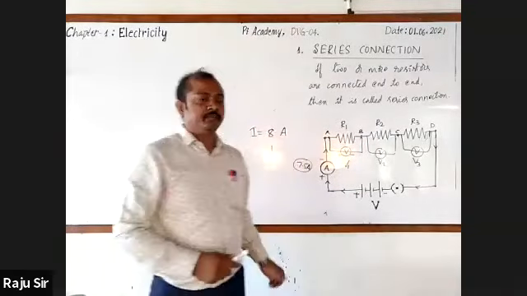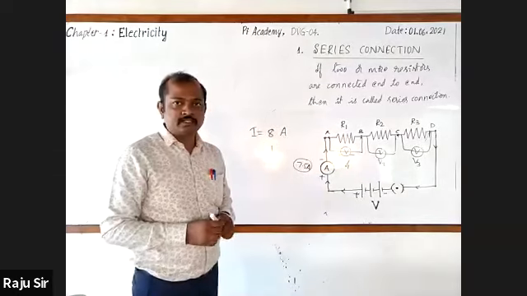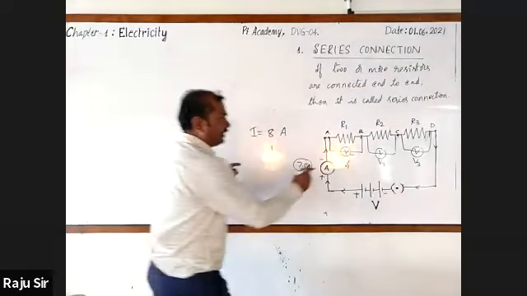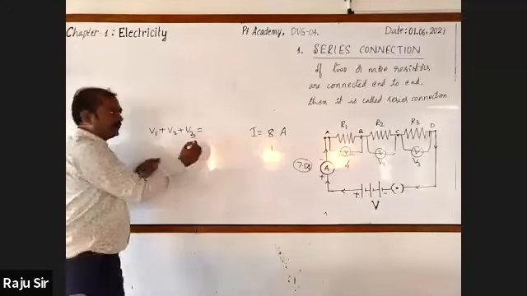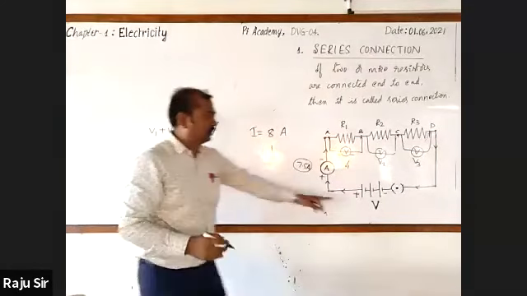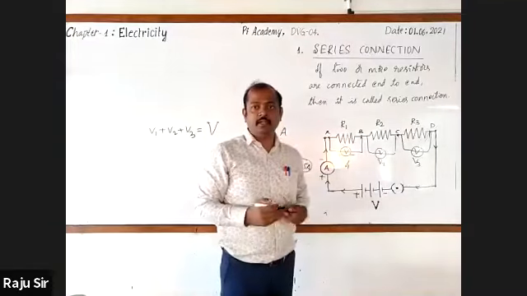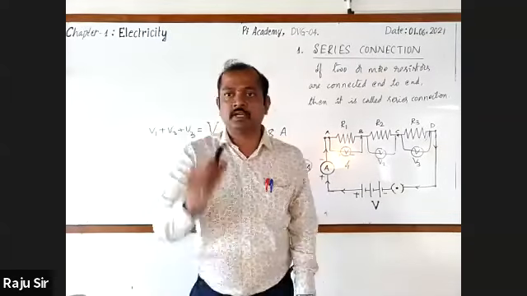After getting these voltages, you add V1, V2 and V3. If you add these voltages, whatever sum you get will be equal to the voltage of the battery. Did you understand? Yes, sir. This is the series connection. I'll tell you the last point.